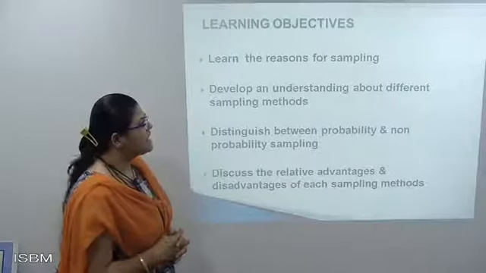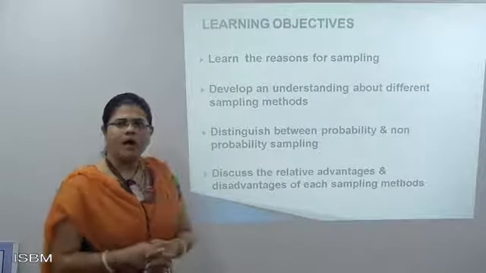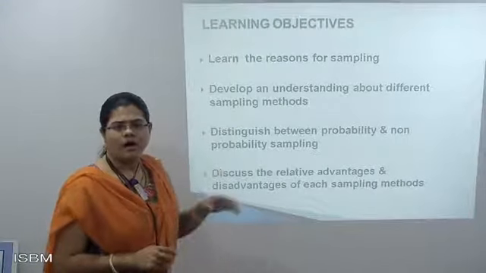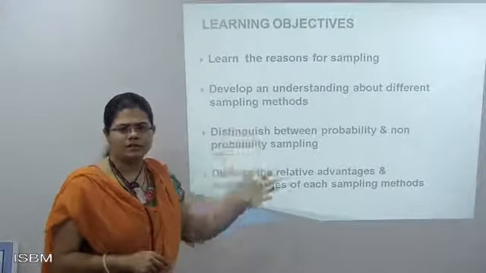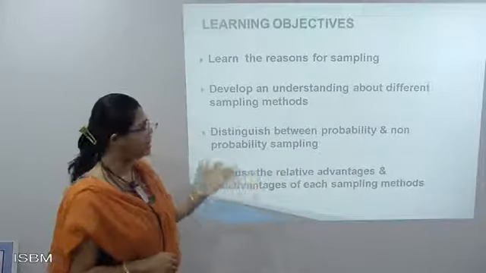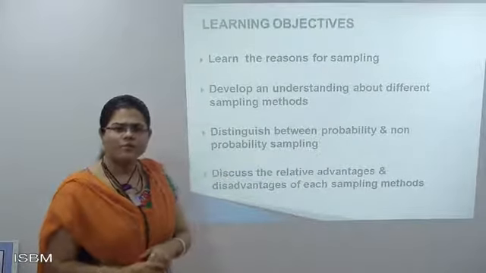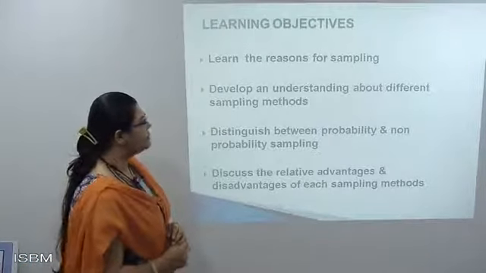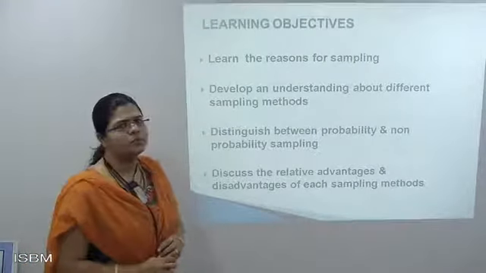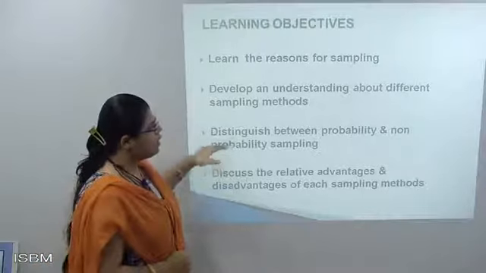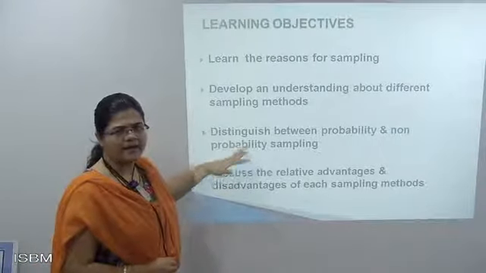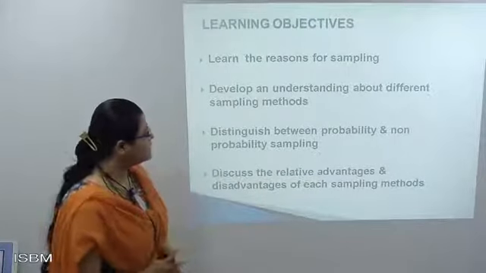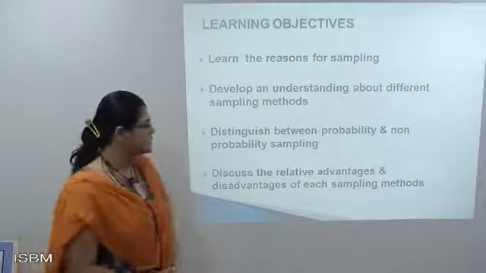Develop an understanding about different sampling methods. As we use these types of sampling methods, ultimately you learn about the different methods, where you can use them, and you understand properly the different types of sampling methods. Distinguish between probability and non-probability samples, what I've said to you. Here you will get a clear-cut idea of the two-way bifurcation, that is probability and non-probability in sampling.